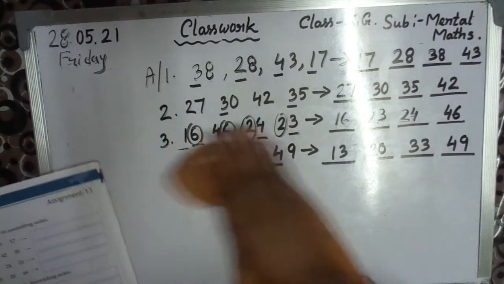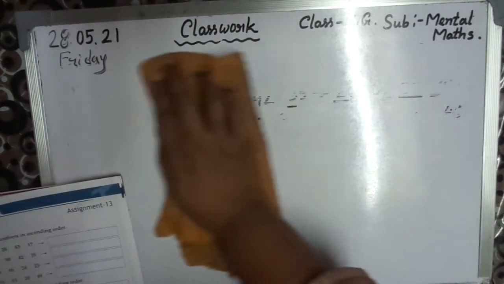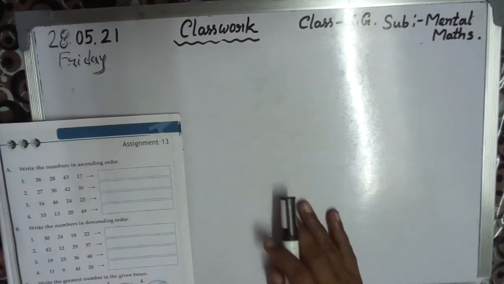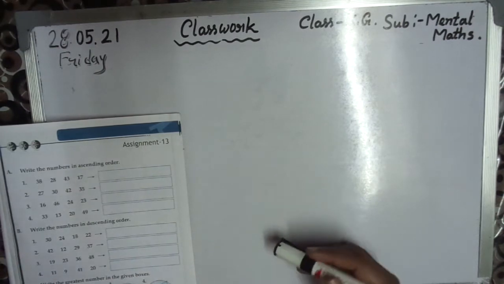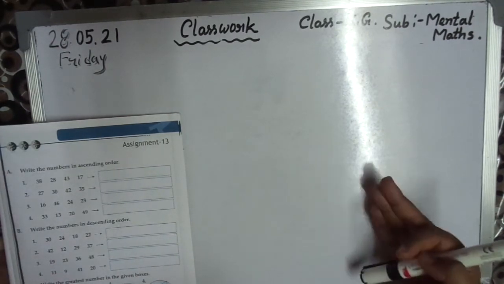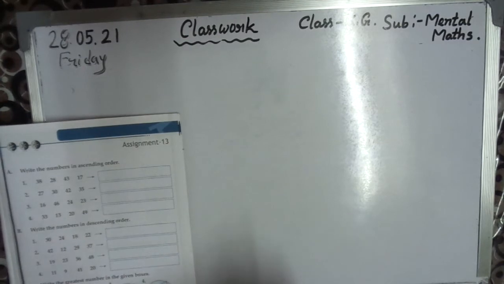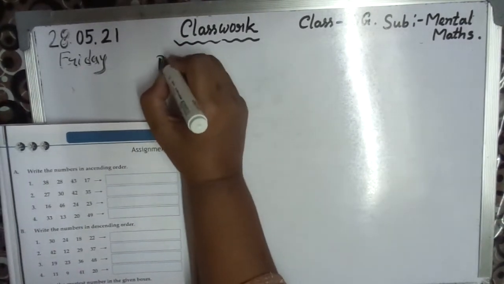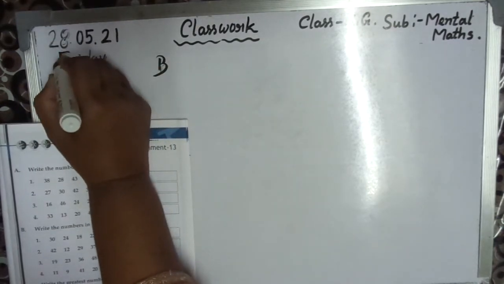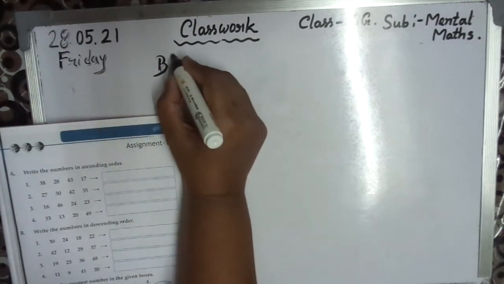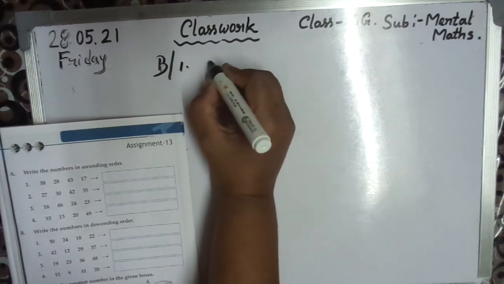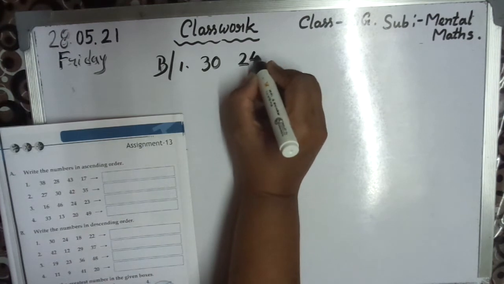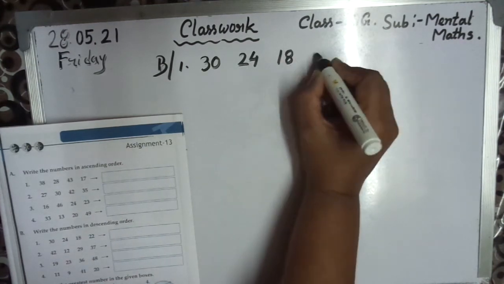So I hope everyone understood A. Next B. B is descending order. Ascending, smallest to biggest number. Descending means biggest to smallest number. One, 30, 24, 18, 22.